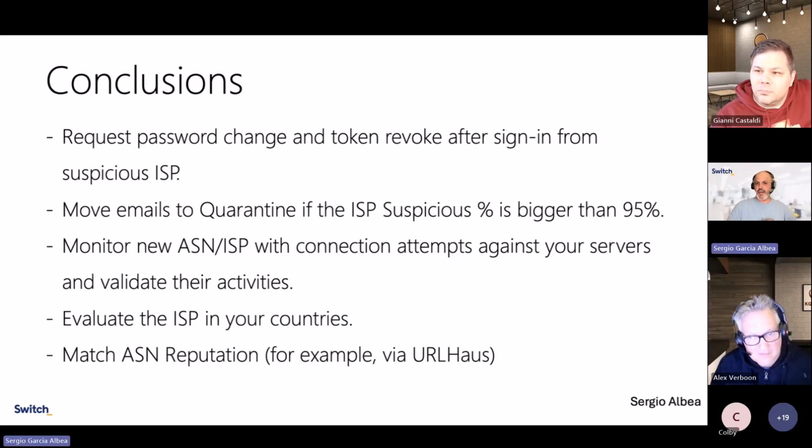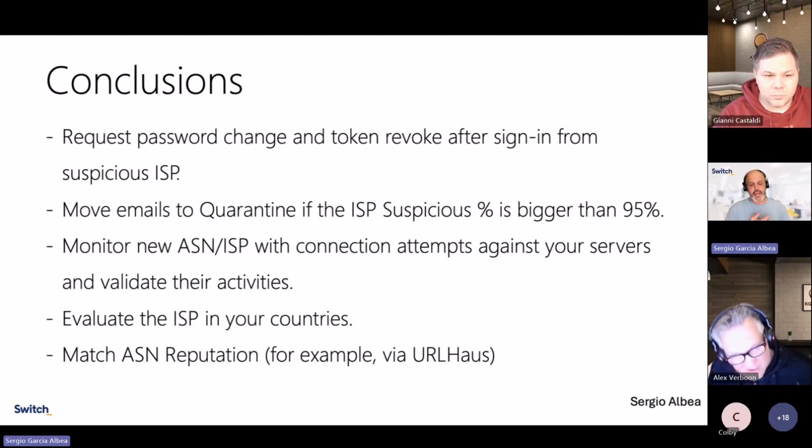The same if the ISP is detected as suspicious, and usually the emails are going to quarantine, move the emails to quarantine, I mean, always when they are detected as a threat. Monitor new ISPs, new autonomous system numbers. If you detect a new one that never appeared in your system before, it can also mean some kind of attack or initial attempt.